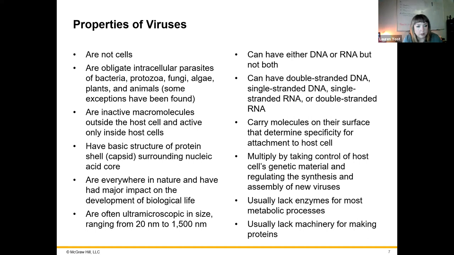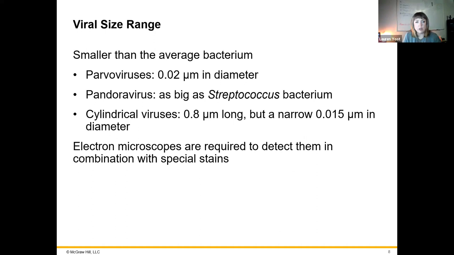So there's a wide range of size for viruses. The smallest ones, parvoviruses, are 0.02 micrometers in diameter, up to Pandora virus that are as big as an actual Streptococcus bacterium that you can literally see with a light microscope. Cylindrical viruses are very, very long, but very narrow. We're talking about things like Ebola virus, which are really long but very narrow.